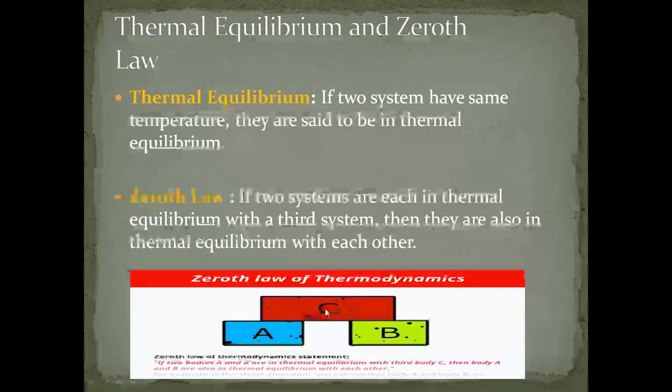Here, C is an object connected to A and B. When A, C and B come into thermal equilibrium, all three are in thermal equilibrium. I think this animation is very useful and helpful because you can also think of it as the transfer of kinetic energy among A, B and C.